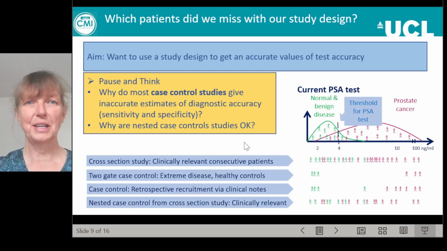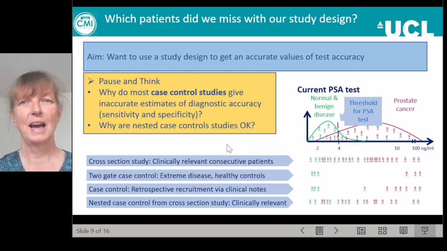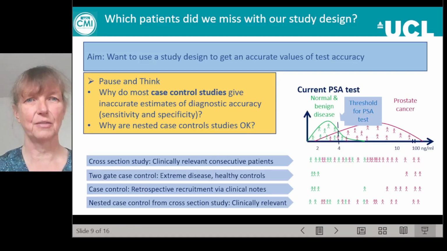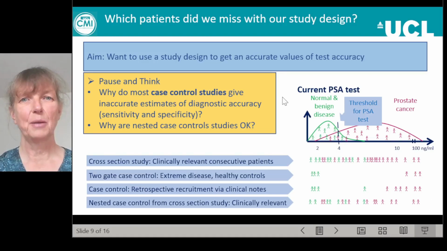Okay, so your turn now. I'd like you to do a little pause and think exercise. The aim is to get a study design that will get accurate values of test accuracy. What I want you to do is think about why most case control studies give inaccurate estimates and why nested case control studies are okay. And I've given you this diagram again to help you frame your answer.